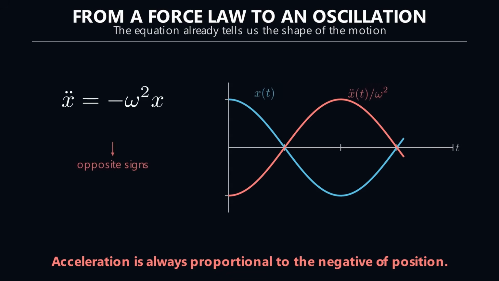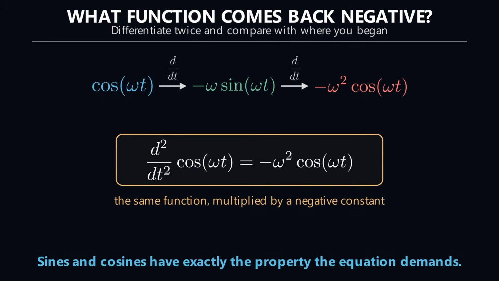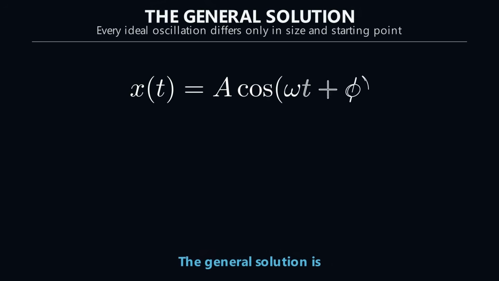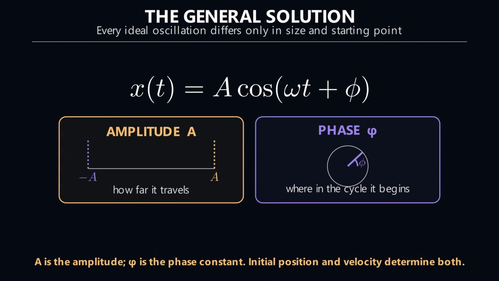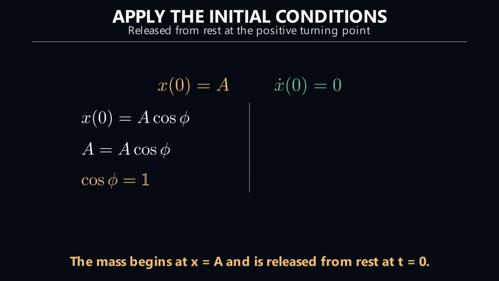The differential equation tells us that the acceleration is always proportional to the negative of the position: x double dot is equal to negative omega squared x. So we need a function whose second derivative is the negative of itself, apart from a constant factor. Sines and cosines have exactly that property. So the general solution is x of t equals A, the amplitude, times cosine of omega t plus phi, a phase constant. The initial velocity and the initial position determine the two constants.